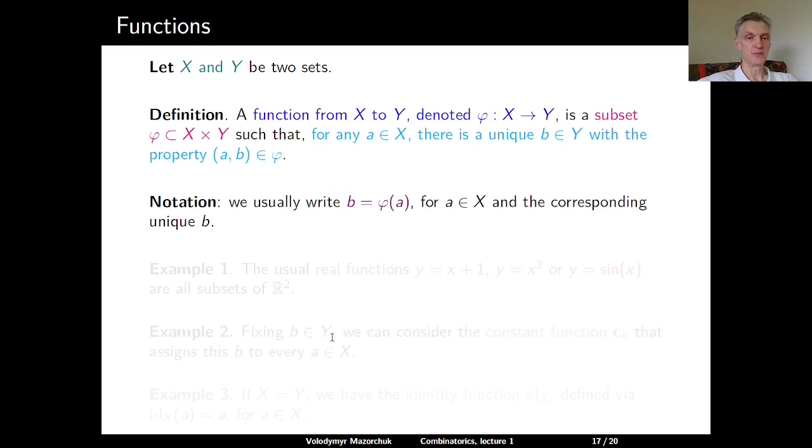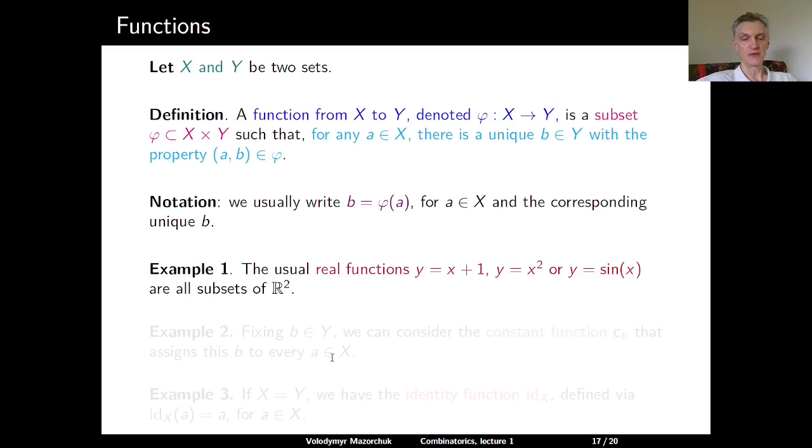And this is usually written b is equal to phi of a. So if a is an element of X, then there is a unique b such that (a, b) belongs to phi, and we write it as b is equal to phi of a. For example, we have the usual real functions y is equal to x plus 1, or y is equal to x squared, or y is equal to sine of x, and they all are subsets of the real plane, R^2. So we identify in this way a function with a graph of the function.